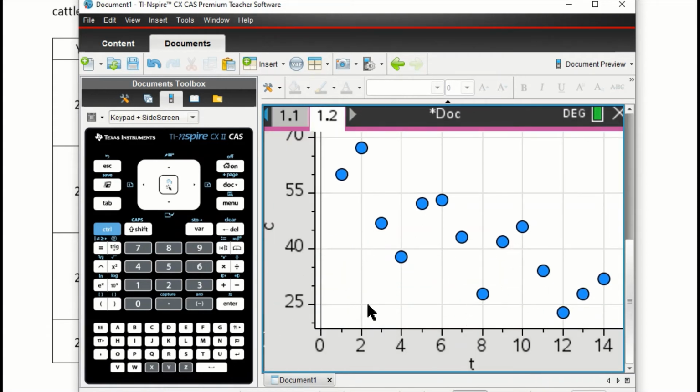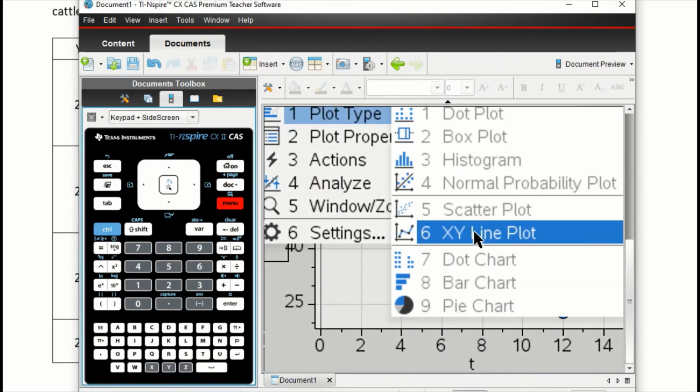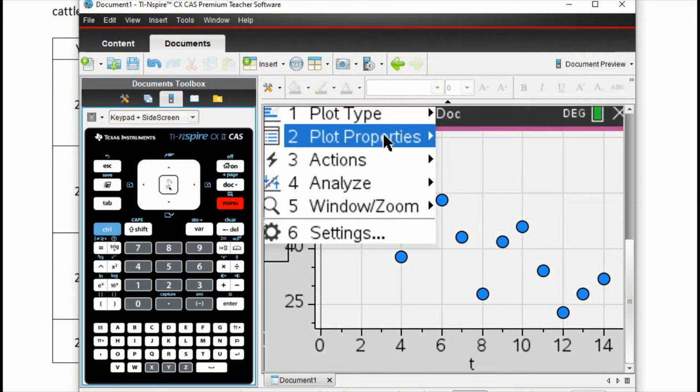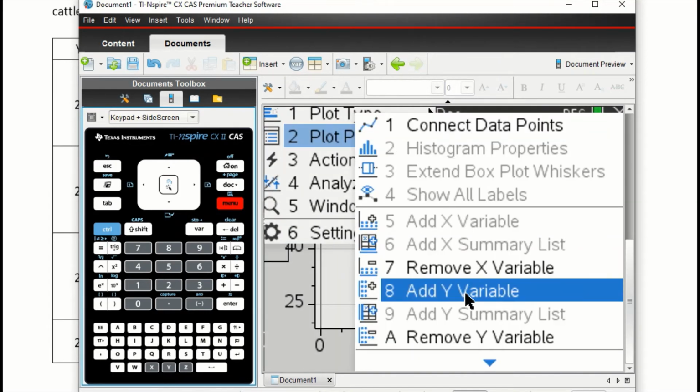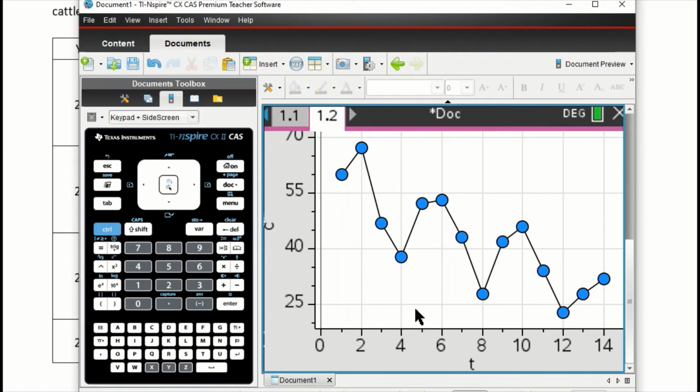By looking at this, you'll realize that it's pretty hard to observe it without any line. So let's add in the line. Menu, either you go to plot type and then XY line plot, or the alternative, menu, then plot properties, then connect data points. Both work. Then just press enter, and you'll be able to see this line.